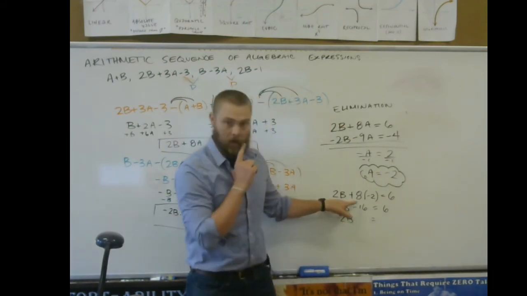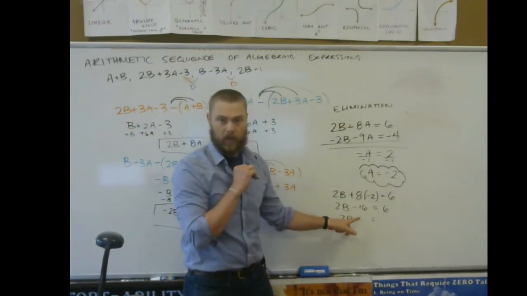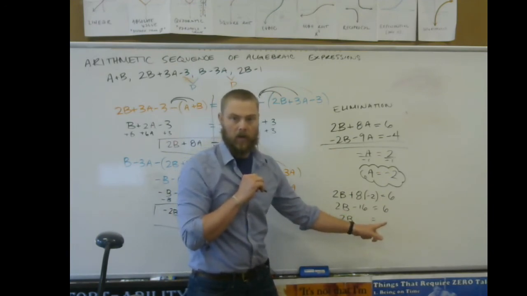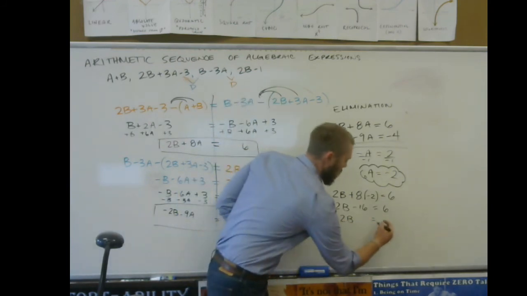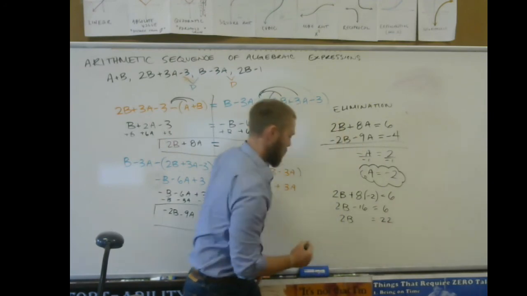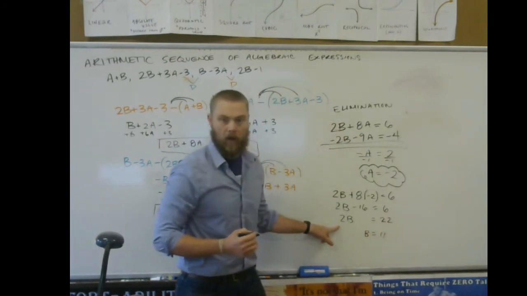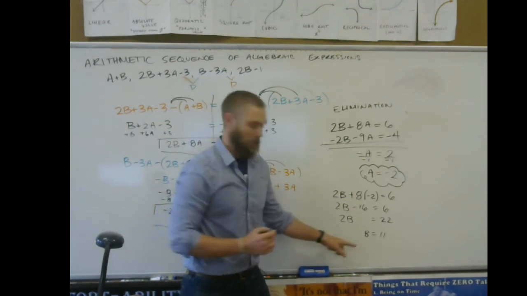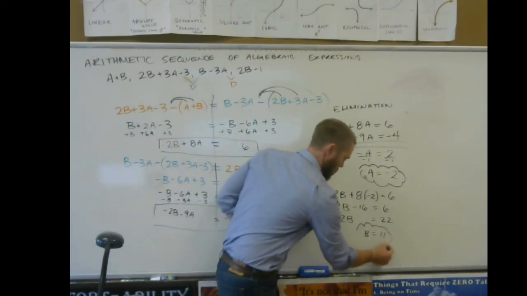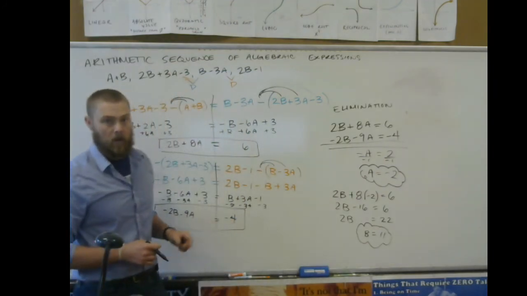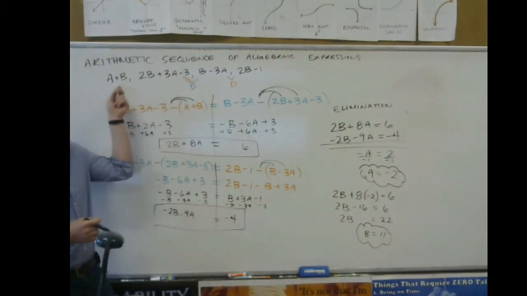Okay, so 8 times negative 2 is negative 16. Now we're going to add 16 to both sides so that it'll cancel from here. But then on this side, 6 plus 16 is going to be 22. Divide by 2, and b is 11. Okay, so a is negative 2, b is 11. Let's go back up.